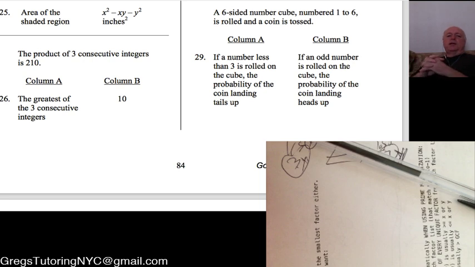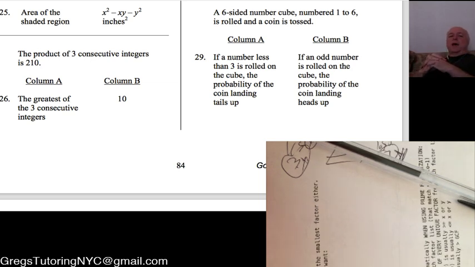So a 6-sided number cube, numbered 1 through 6, is rolled, and a coin is tossed. So we have to assume they're both fair. The coin isn't weighted. The cube isn't weighted. It's not slanted. They're both right angles. Yada yada yada. Okay. So normally when it's rolled and it's tossed, we get either heads or tails or 1 through 6.